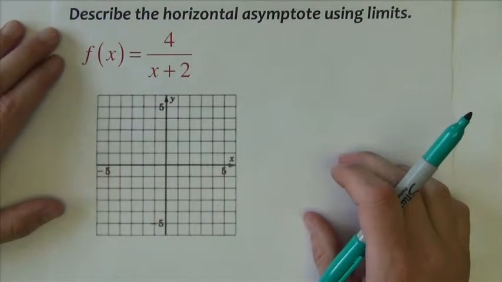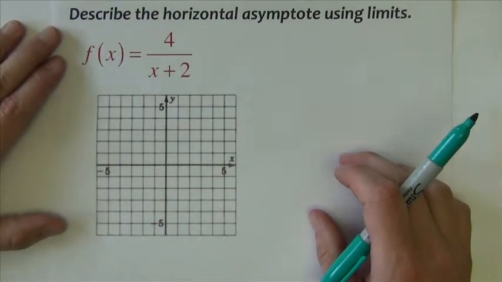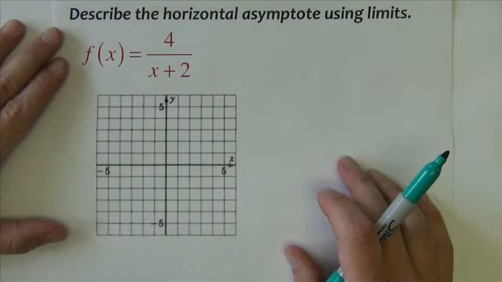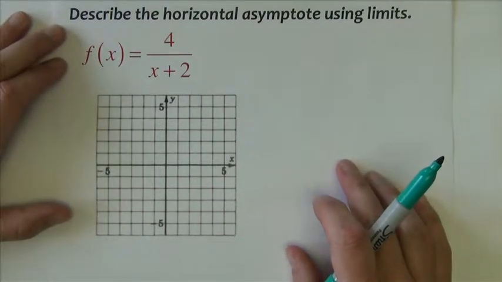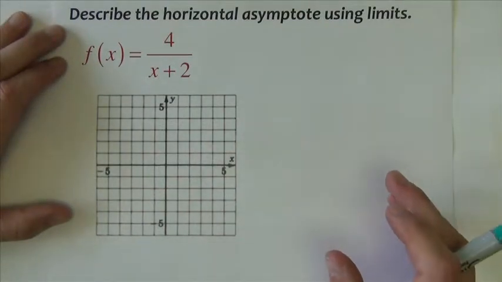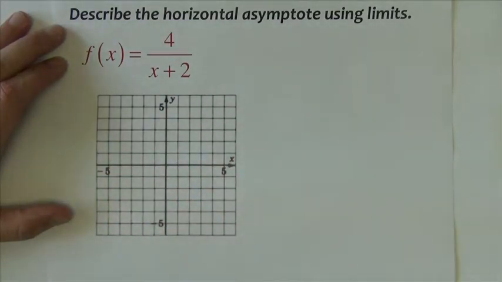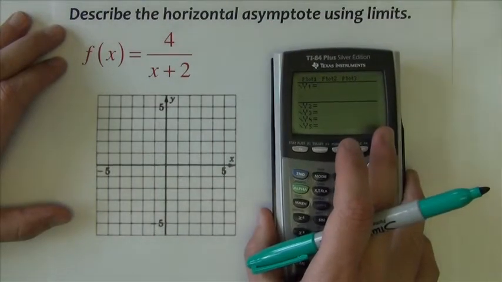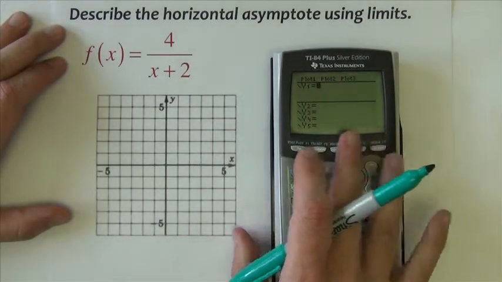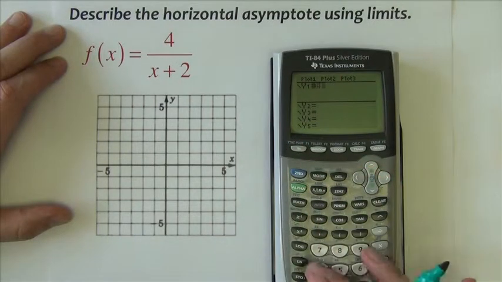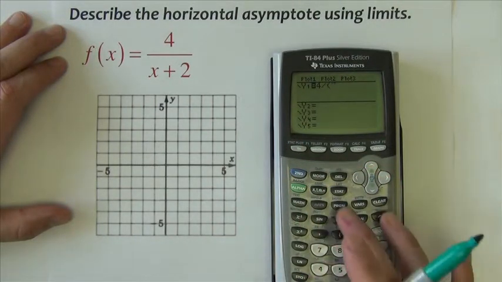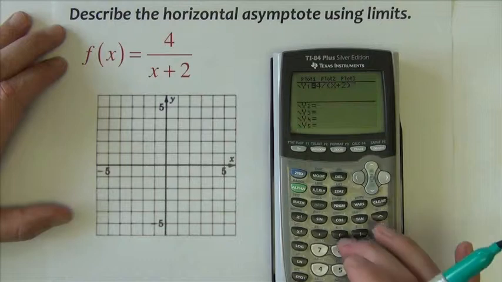So this first example says, describe the horizontal asymptote using limits. What I thought we'd do is combine a little bit of review of how we find horizontal asymptotes as well. And we'll go ahead and put it on the graph also. It's okay for you to graph with the graphing calculators on this, so I'll go ahead and do it that way too, just to share that with you. I go into my graphing calculator, I go to my y equals, and let's type this in, 4 divided by x plus 2.